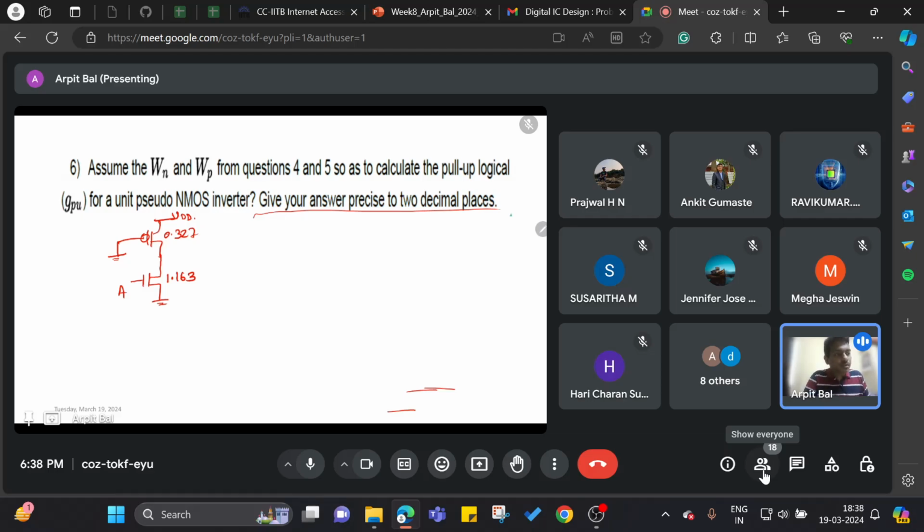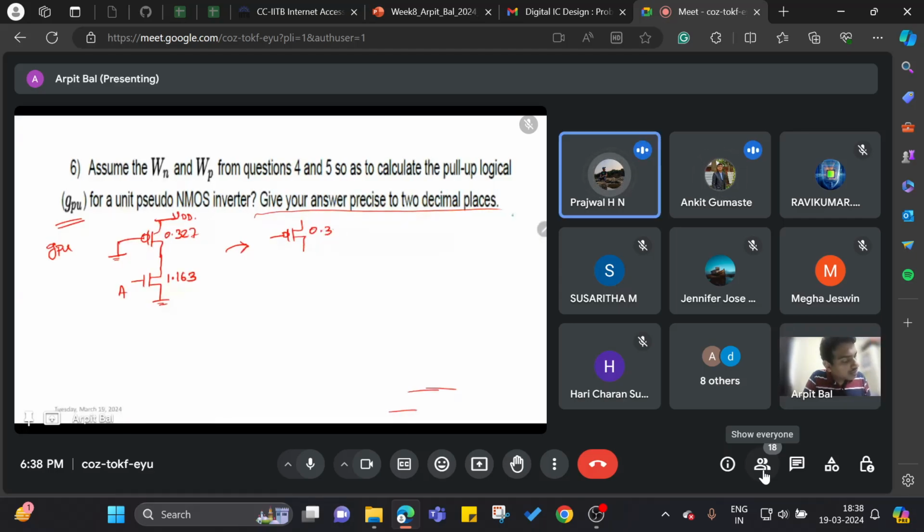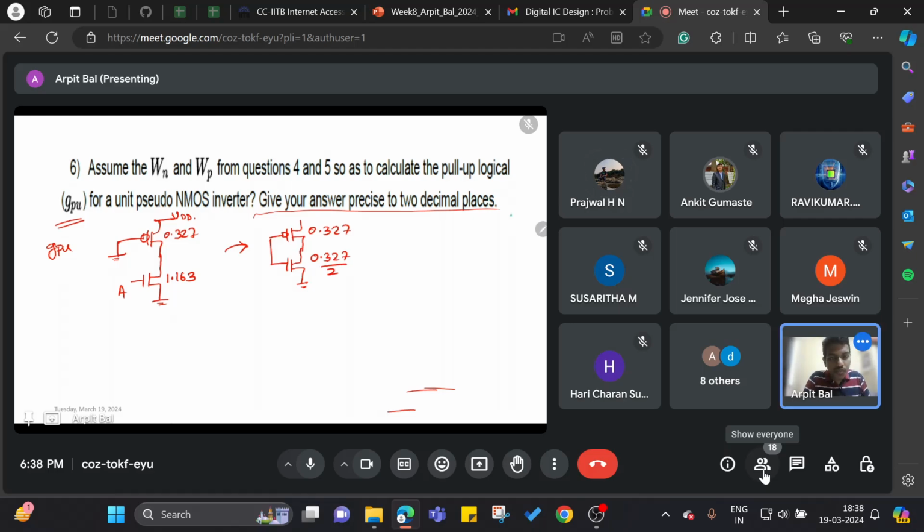Okay, so can someone tell me, we are calculating for the GPU. What should be the reference inverter's width? For PMOS it will be the same. Okay, 0.327, correct. For NMOS? NMOS will be half of it. Yeah, so let me write it as 0.327 by 2.